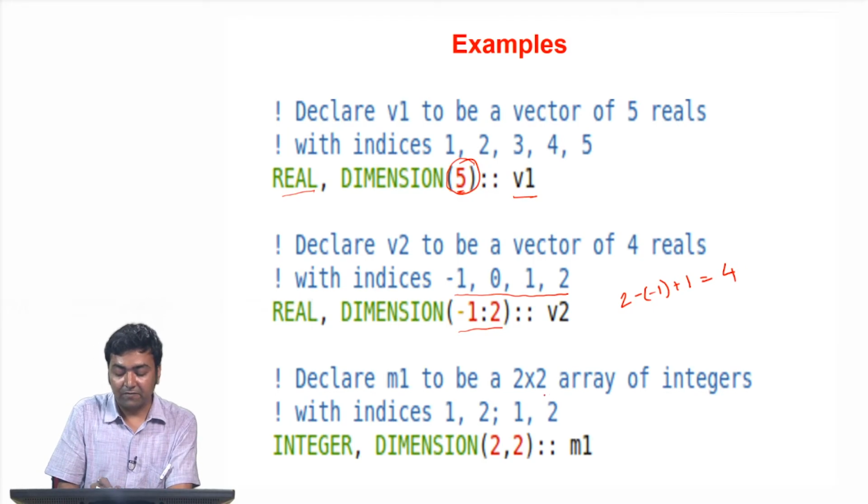Similarly, I can declare a 2 cross 2 array of integer numbers, where the indices go from 1 to 2 along each direction. So I do it in this fashion.